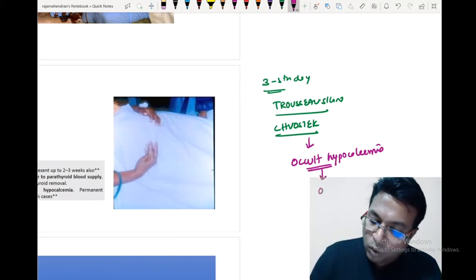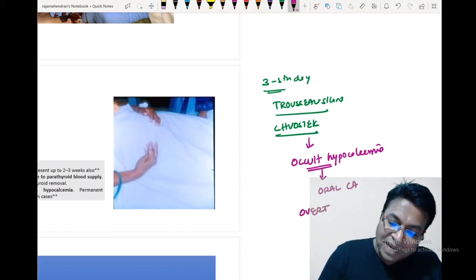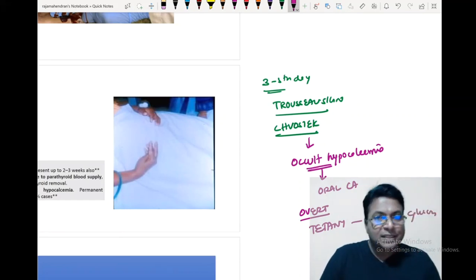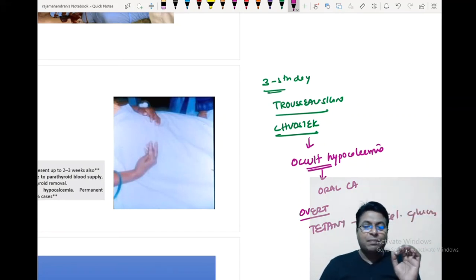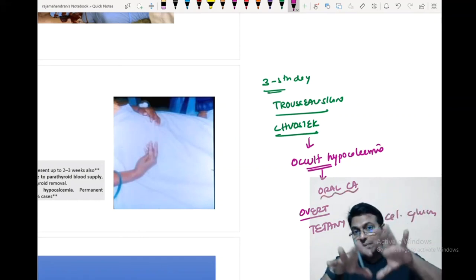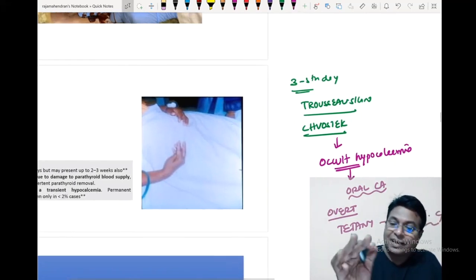Immediately I should give oral calcium for occult hypocalcemia, and overt means the patient is already in tetany. The patient will be in tetany. I should immediately put IV calcium gluconate. So the SWOT says if there is a mild symptom, we can just give oral calcium itself. If there is severe tetany seen, already the patient is in spasm, you should give IV calcium gluconate. This is a line directly from SWOTs.